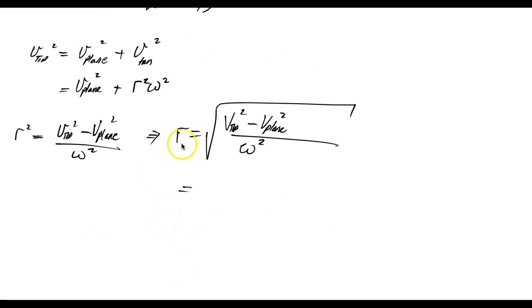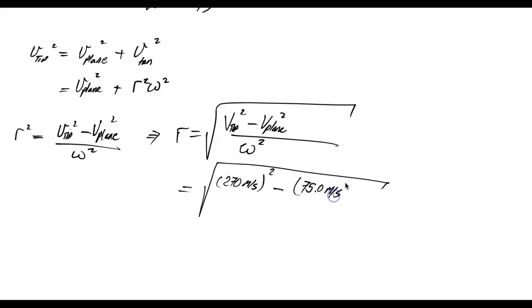Let's plug in the values. We have a tip velocity of 270 meters per second, quantity squared, minus the velocity of the plane, 75 meters per second, quantity squared, all over 251 radians per second, quantity squared, and that gives us about 1.03 meters.